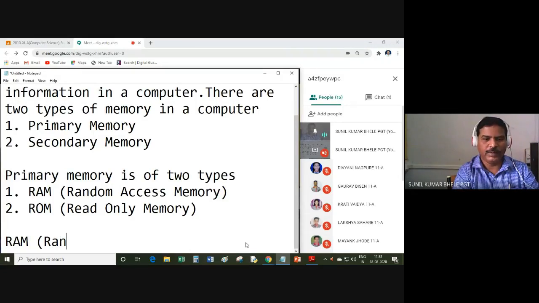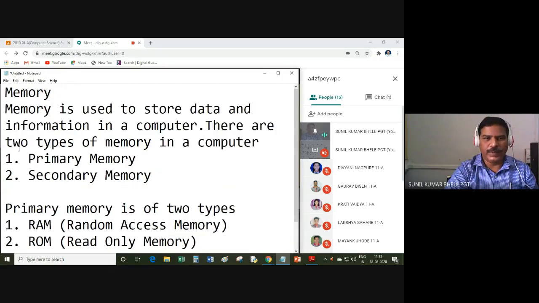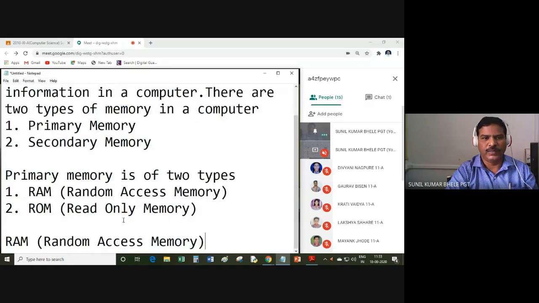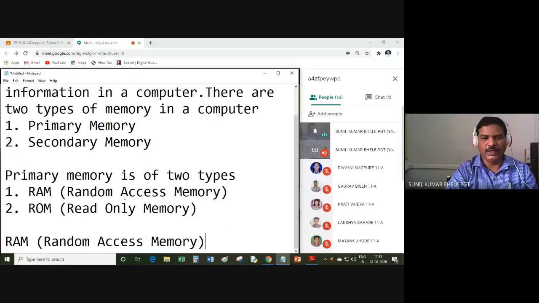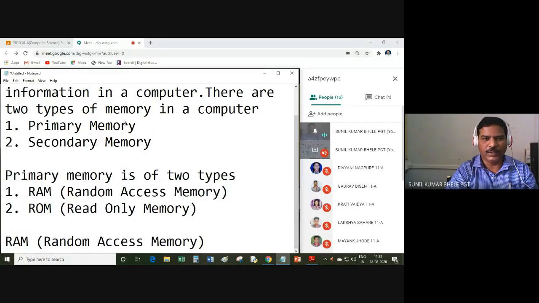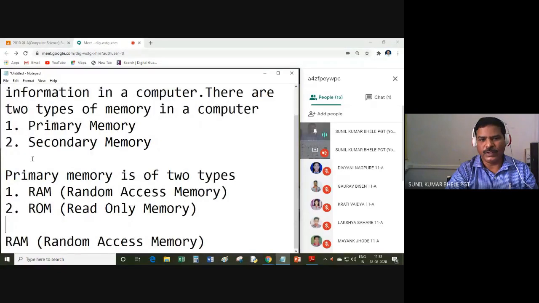You should keep in mind that RAM stands for random access memory. Whatever text I typed inside this notepad is stored in random access memory. When I switch off the computer without saving this file, this data will be lost. It means when you switch off the computer, the contents of the RAM will be lost.